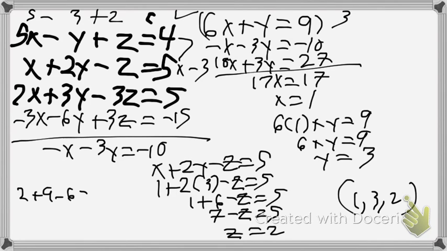If I did the second one, or look at the third one, so I have 2 times 1 is 2, plus 3 times 3 is 9, minus 3 times 2 is negative 6, should equal 5. 9 plus 2 is 11, 11 minus 6 is 5. Check. Cool, so I'm done.